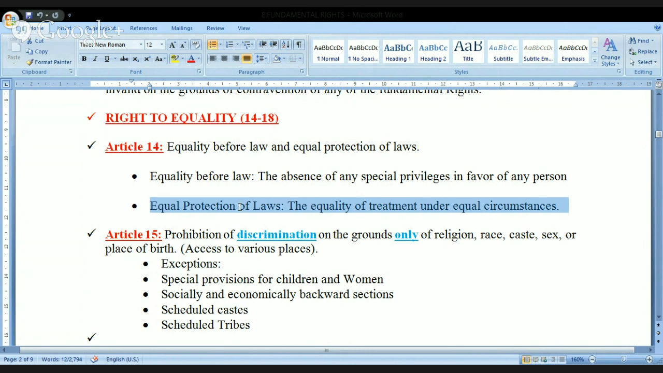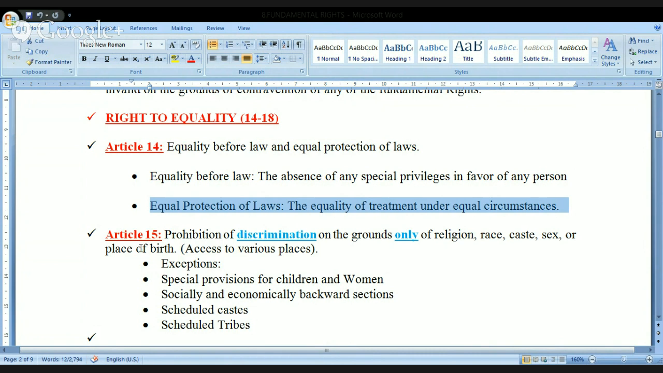One is the equality before law. Second one is the equal protection of the laws. These two concepts were borrowed from two different nations. One is from the UK and the second one is from the United States of America. Am I clear? Next one.